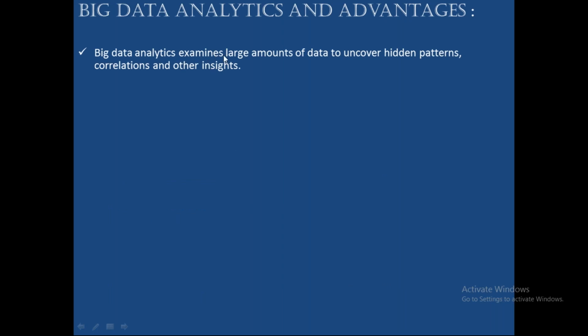Big data analytics examines large amounts of data to uncover hidden patterns, correlations and other insights. I'm mentioning this at a high level, and in detail we'll discuss later. What does uncovering hidden patterns mean? For example, your server is shutting down every 2 days, but do you know that unless you collect and analyze the entire 1 month or 1 year of data? You will not come to know this problem is happening every 2 days. You will just think the system is not working now, there is some issue, and you will quick fix it with some workaround.